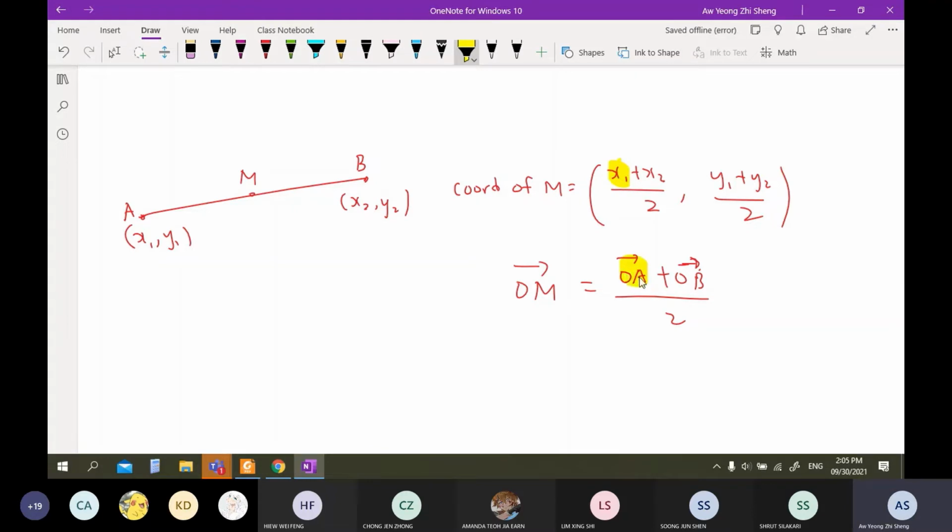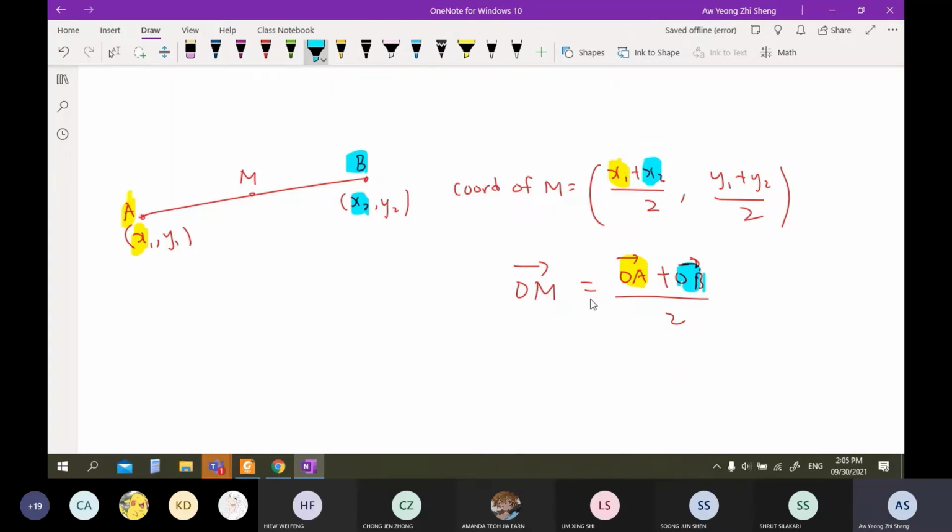So if you compare the formula for vector with the formula for coordinates, x1 will correspond with the position vector of point A, while x2 corresponds with the position vector of point B, and you refer back to the diagram. And so it's of a similar form. It's still A plus B over 2. The difference is that for coordinates, you use a coordinate, and for vector, you use position vector. It's the same format. It's still A plus B over 2.